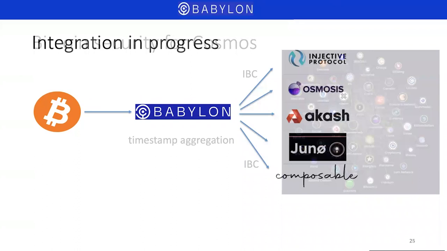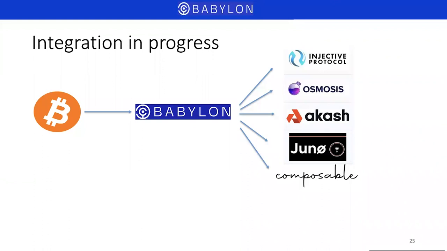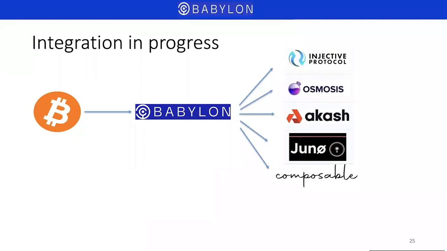Okay, all right. So right now we are integrating, in progress, with a bunch of Cosmos chains. And this is work in progress. To integrate with them, we have to do governance proposals. We were talking about earlier on-chain governance versus off-chain governance, and Cosmos uses on-chain governance. So we have to write a governance proposal to propose that they integrate with us. And then their community members, the validators, vote on whether or not they accept it. So this is in progress.